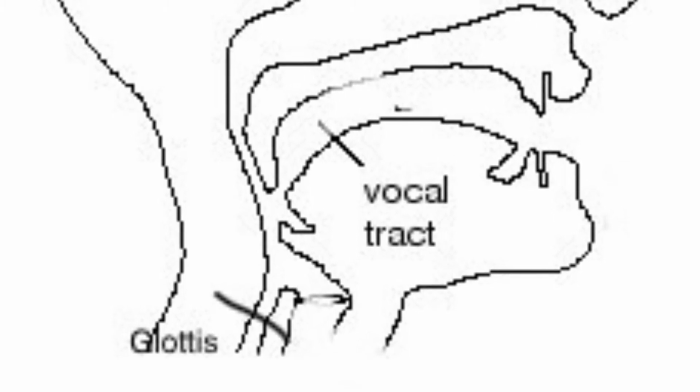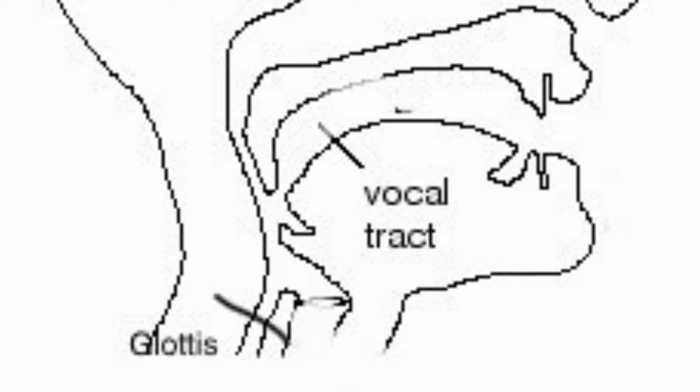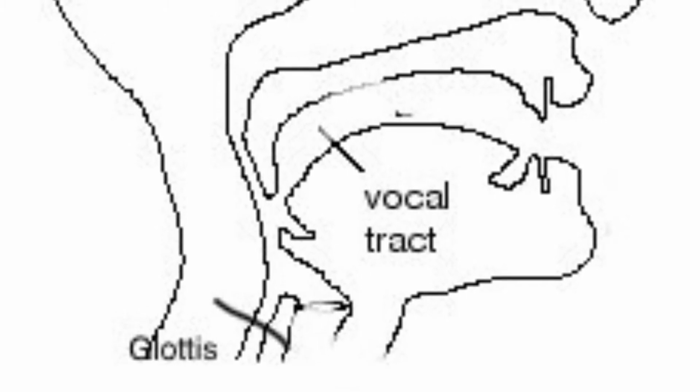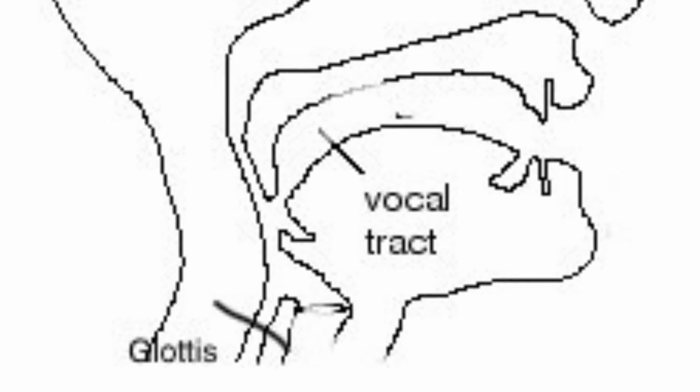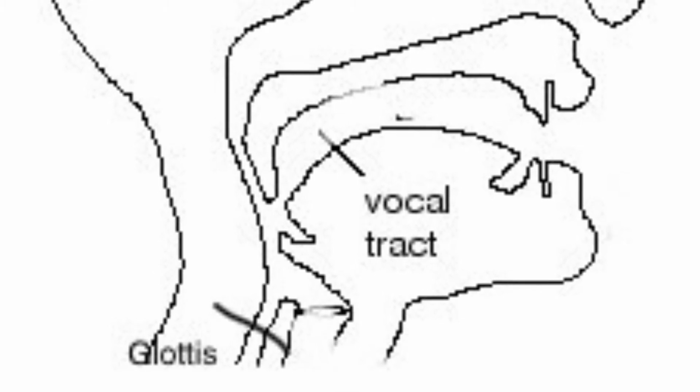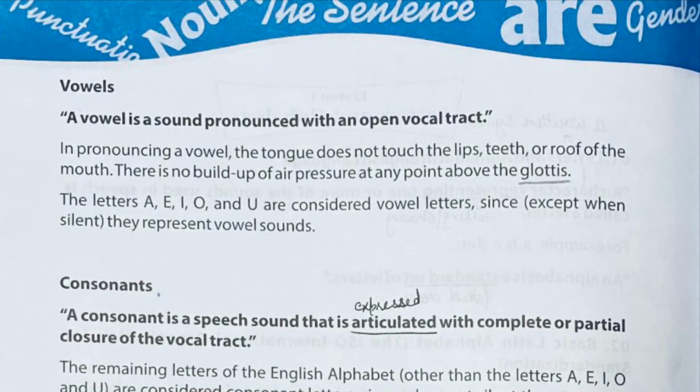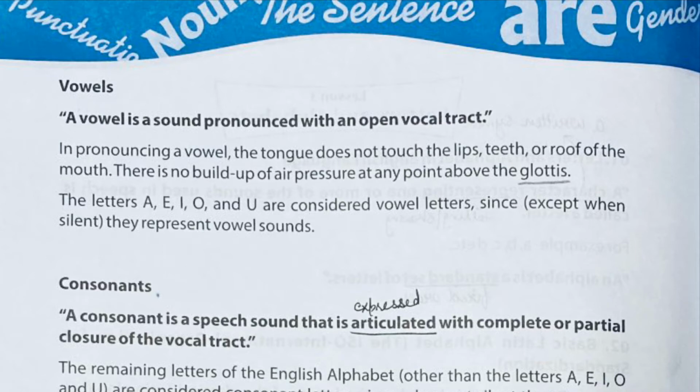You can check it by speaking by yourself. Okay, so I hope I have cleared the open vocal tract and the closed vocal tract. Now I'm going to describe vowel in detail. So a vowel is a sound pronounced with an open vocal tract.